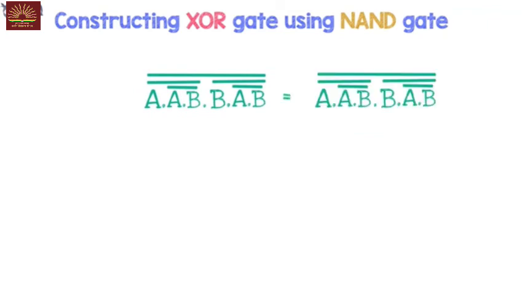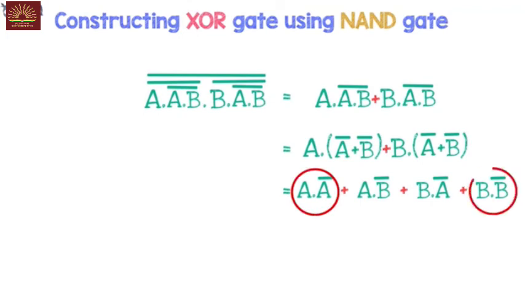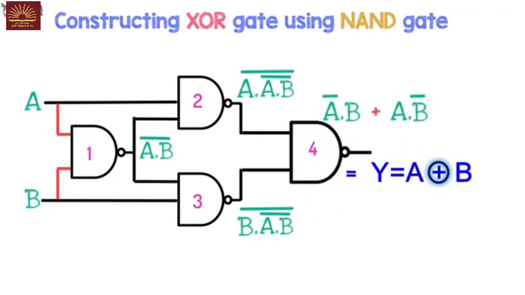We will apply De Morgan's theorem. Let's use the shortcut. Take the longest bar and break it into 2 and complement the AND operation. So the terms are ORed to each other. The double complement disappears. Again, let's apply De Morgan's theorem for this term. Let's distribute A over this term and B over the other term. A and A bar is 0, B and B bar is 0. We have A bar and B or A and B bar. This is the Boolean expression for XOR gate. It can be written as A XOR B. We have used 4 NAND gates to construct the XOR gate.